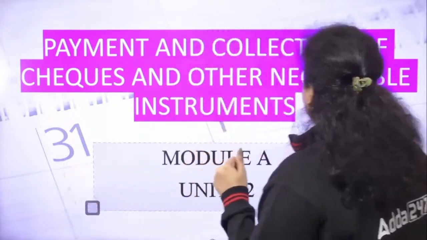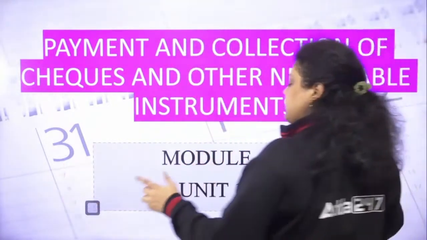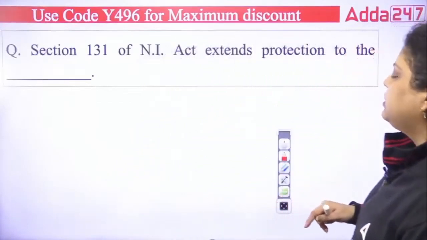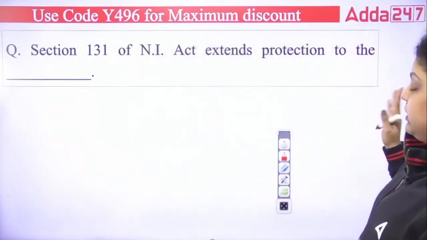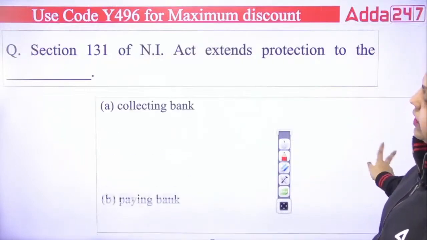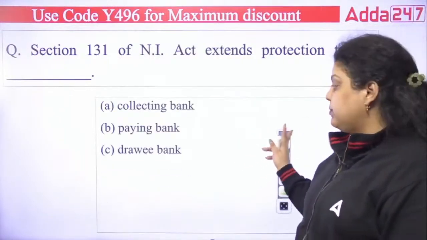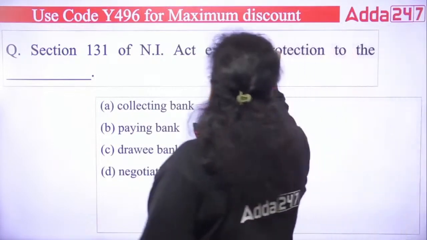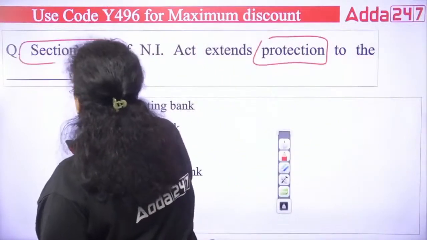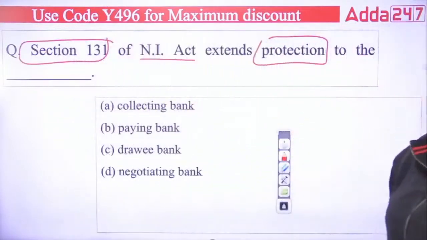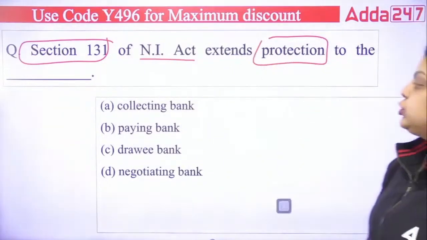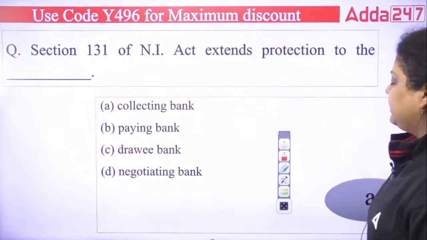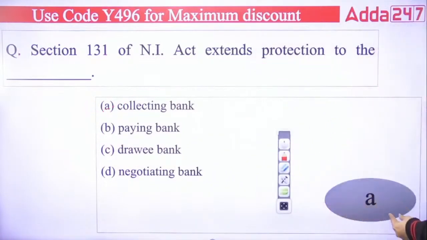Now let's move forward with the MCQs, and we will discuss in the form of MCQs now. The first question is talking about section 131 of the Negotiable Instruments Act. The Act extends protection to the dash: collecting bank, paying bank, drawee bank, or negotiating bank. Which of the following banks will get protection under section 131? So this section gives protection to the collecting bank. The protection will be given by the Negotiable Instruments Act. So the right answer will be A.